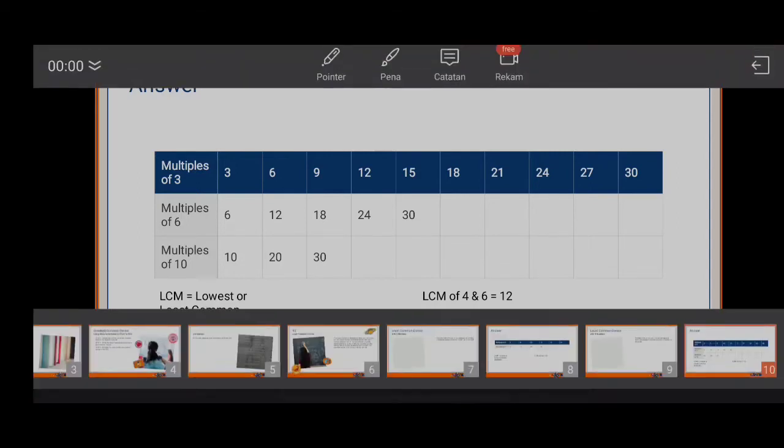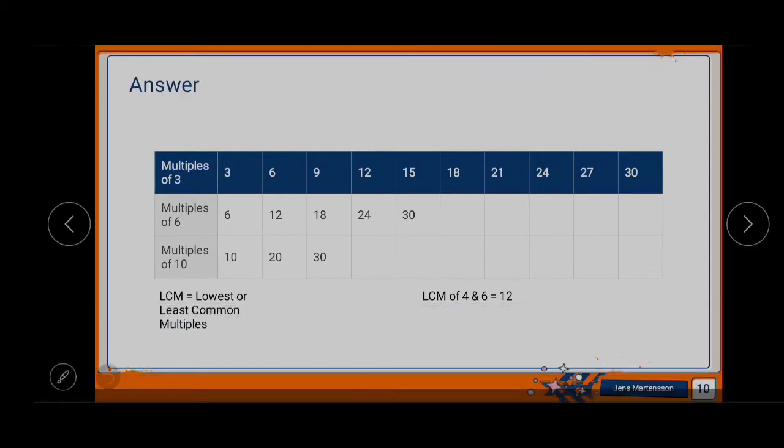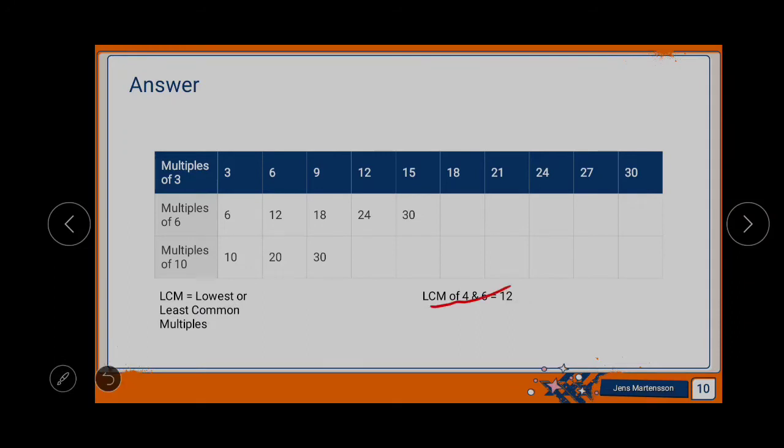I'm so sorry, I misspoke. The LCM of 3, 6, and 10 is 30.